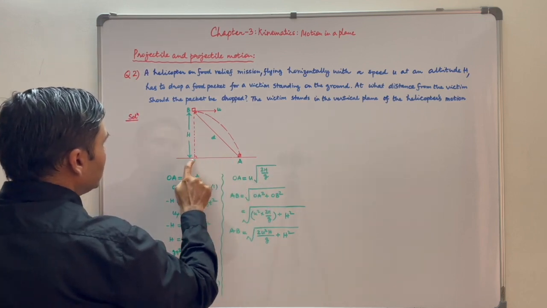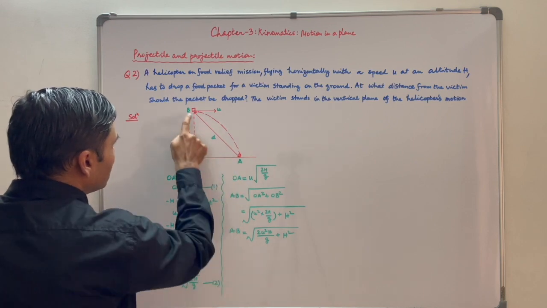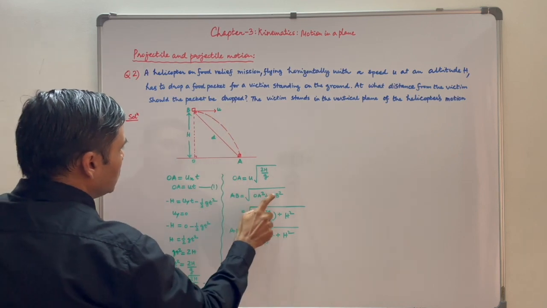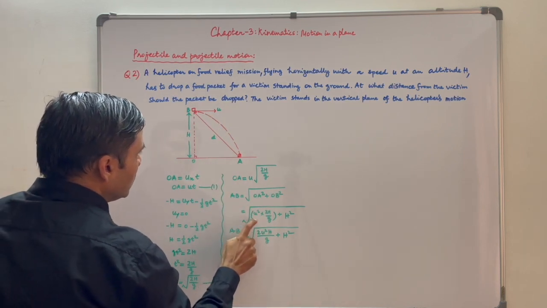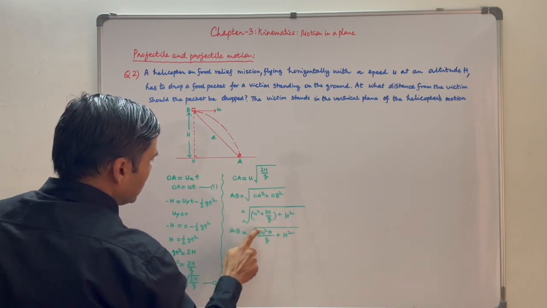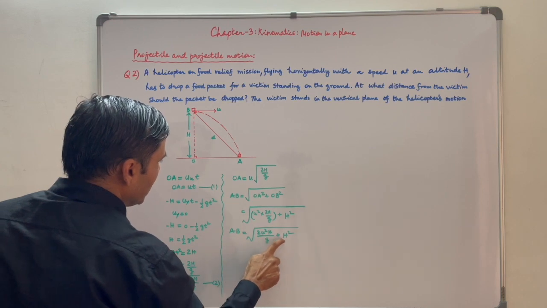Now, apply Pythagoras theorem in this right angle triangle. So AB is equal to under root OA square plus OB square. That comes out to be under root u square into 2h upon g plus h square. So AB is equal to under root 2u square h upon g plus h square.